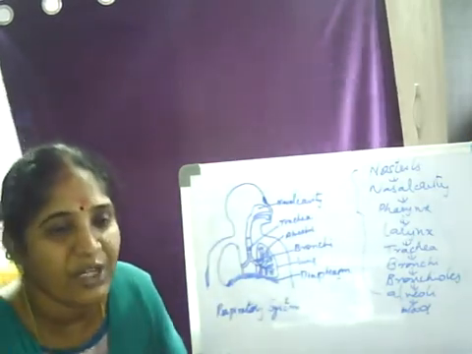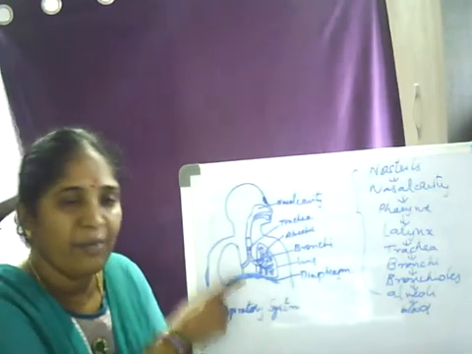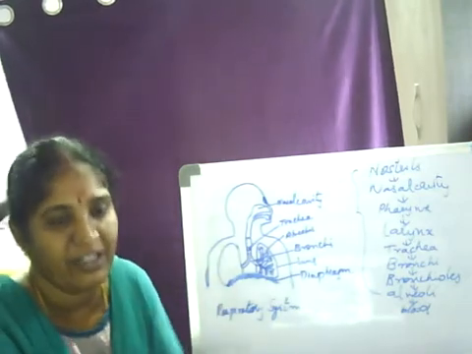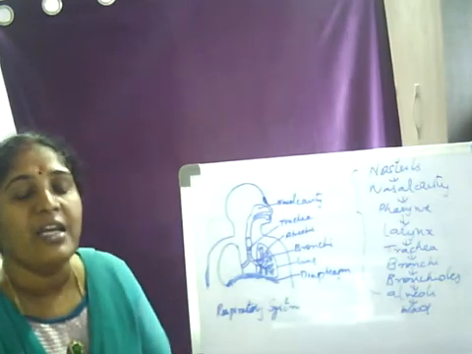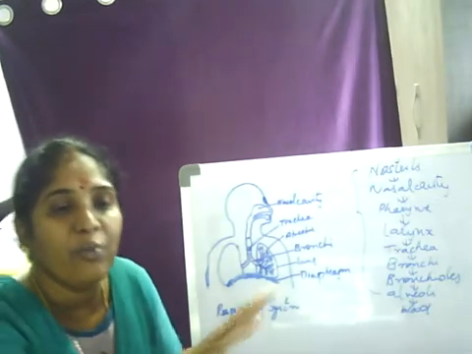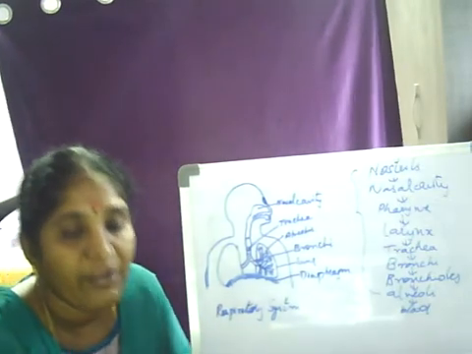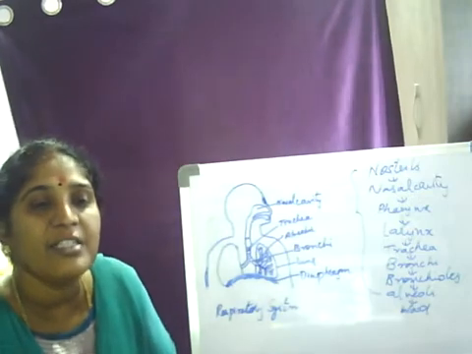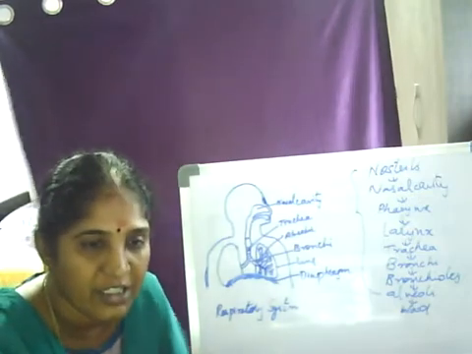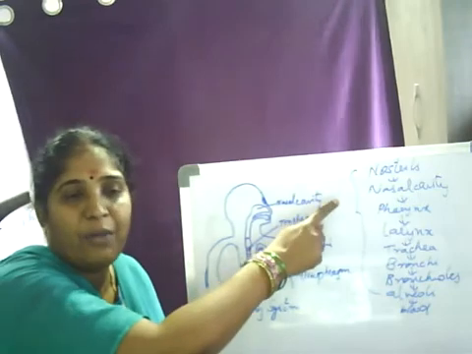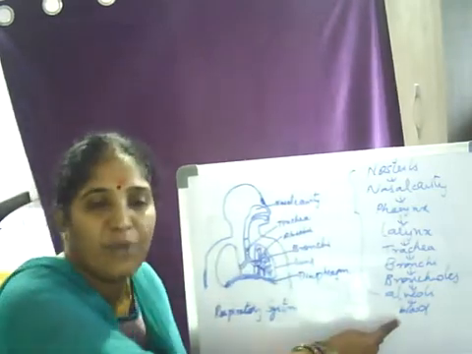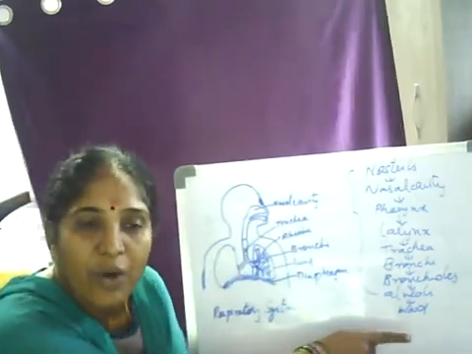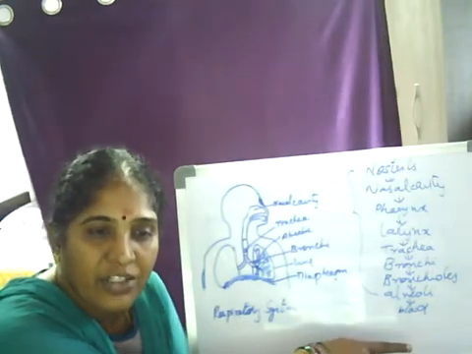Now what happens during inhalation? The diaphragm contracts, becomes flattened, right? And thus it increases the volume of the lungs. When the volume of the lungs increases, the pressure decreases. And thus the air from outside enters into our lungs. That is what happens in inhalation.